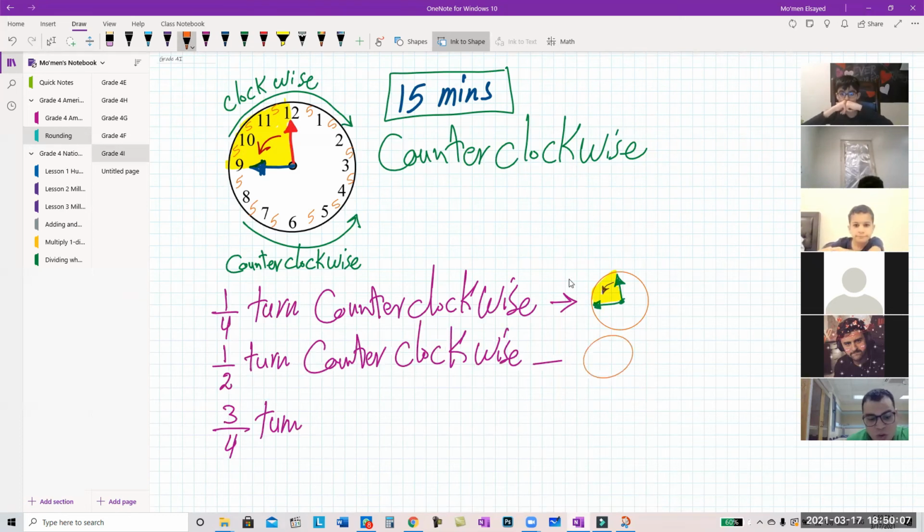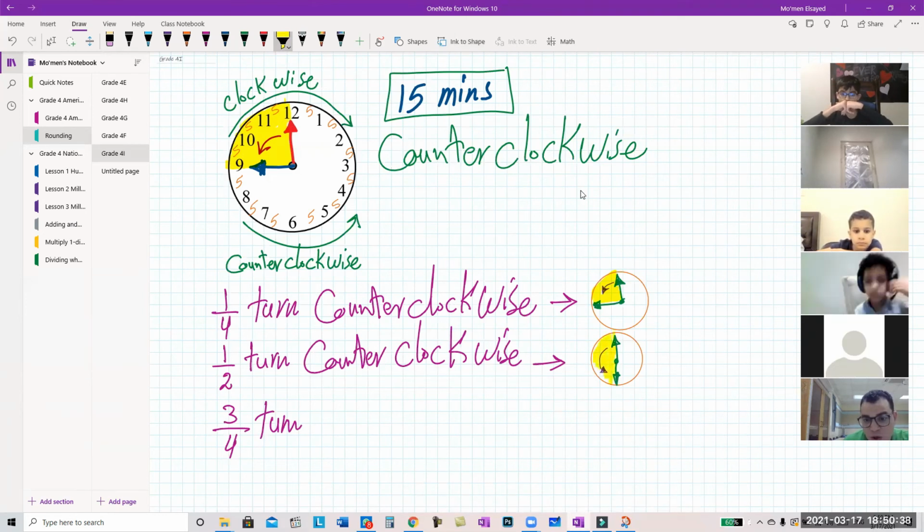So it will be like that. Half turn counterclockwise. It will be the same position. It will be with 6, right? Because we're gonna move it half turn like that. But the difference here is the direction. The direction here is just the opposite direction to clockwise. So that's our port. This is our port, okay?